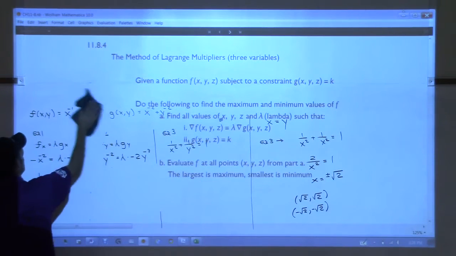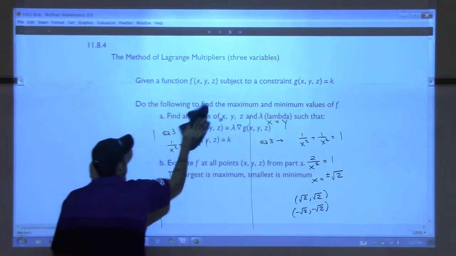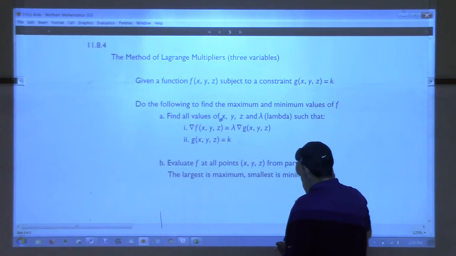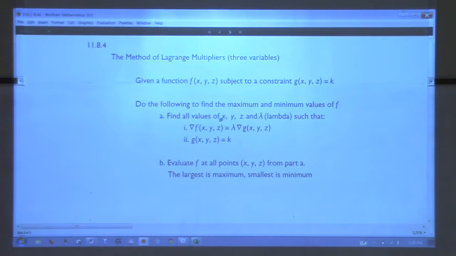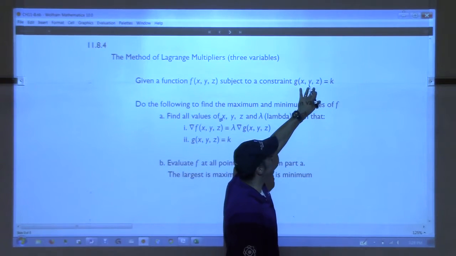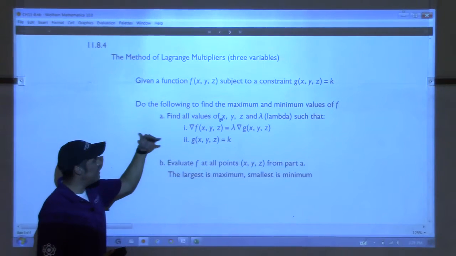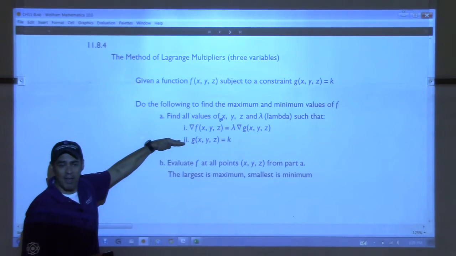All right. So just when things are starting to become somewhat okay, we extend Lagrange now. Like I said, the beauty of Lagrange is that we're not restricted to just a function of two variables. Now you can get a function of three variables and have it subject to a constraint equation of three variables. You still do the same thing: gradients have to be parallel, and the constraint has to be satisfied.